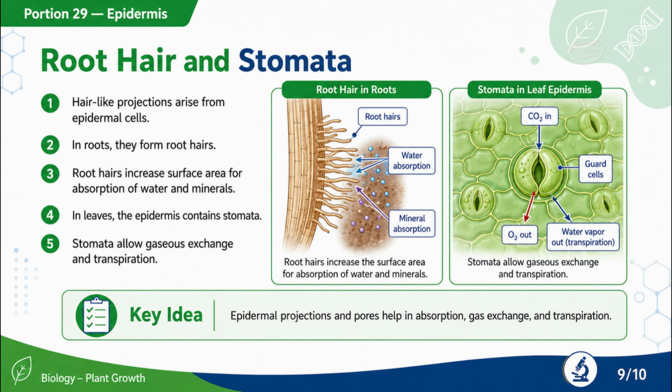Epidermis, root hair and stomata. Hair-like projections arise from epidermal cells. In roots, these are root hair, increasing surface area for water and mineral absorption. In leaves, the epidermis has pores called stomata for gaseous exchange and transpiration, evaporation of water vapor. Transpiration creates a transpiration pull in the xylem and helps remove wastes.